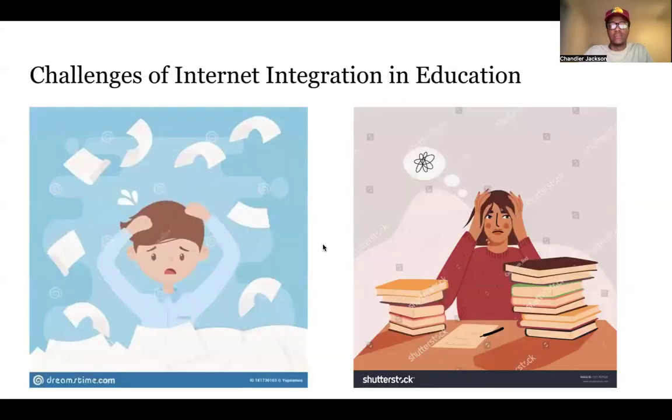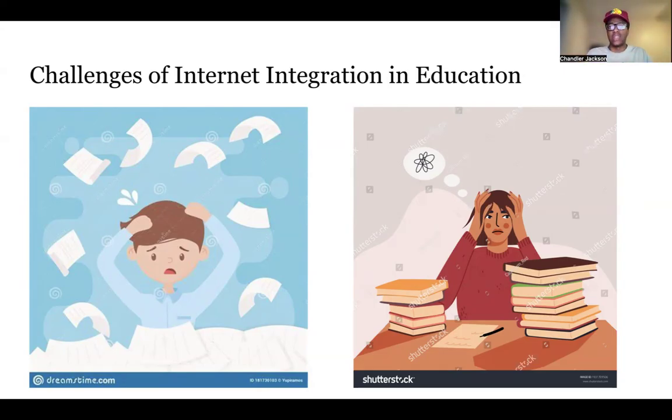So as you can see here, I have some images of a couple of students who are struggling and stressed, which shows what the internet does to us today. It makes us very stressed. We have a lot going on. It's not just one thing that we have to focus on. We have all these different things all over that we have to focus on.